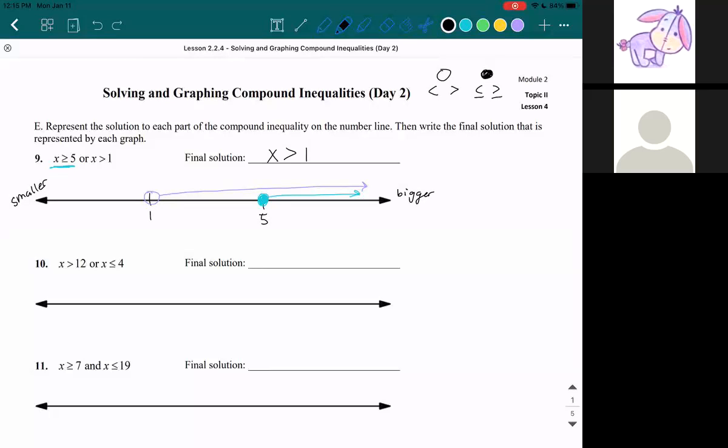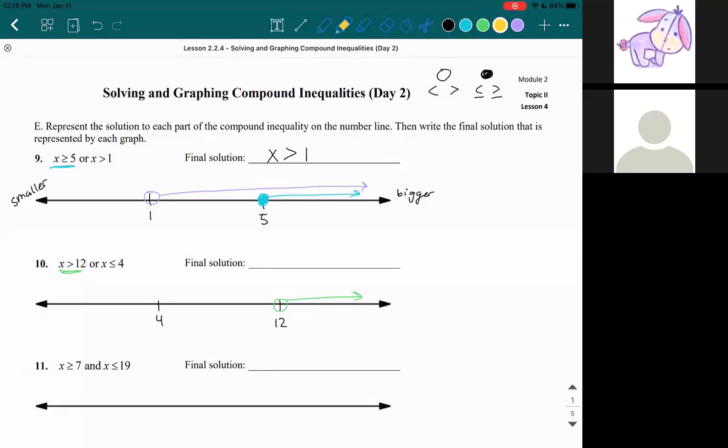Let's have another example. We have x is greater than 12 or x is less than or equal to 4. So let's put our numbers 4 and 12. It doesn't matter how close together or how far apart you put them, it's fine. I'll just use green. X is greater than 12, so I'm going to have an empty circle, empty because there's no equal to line. And it says greater than, so I'm going to go to the right.